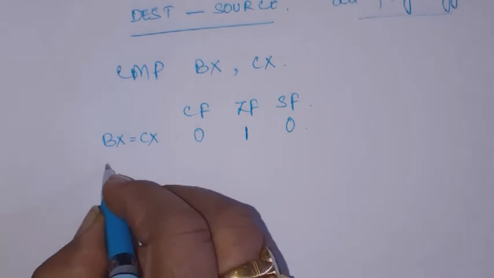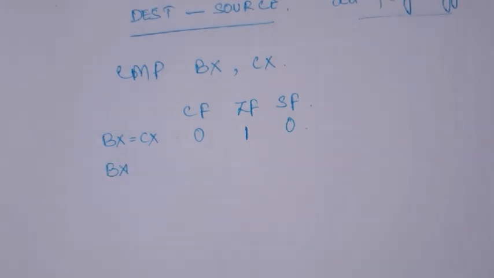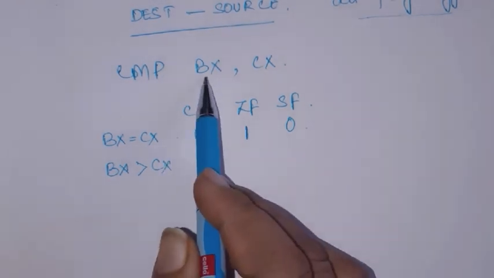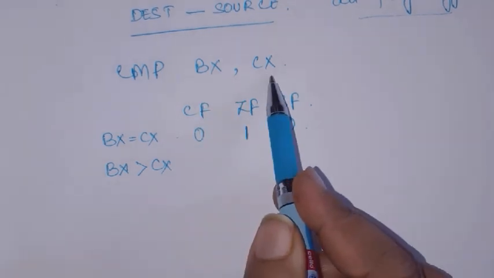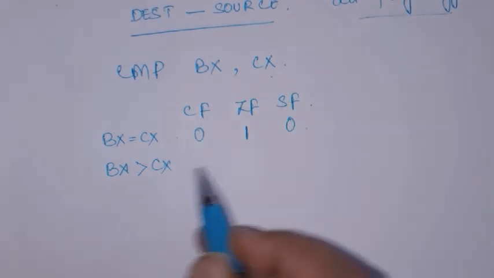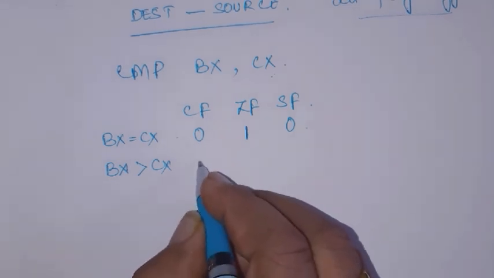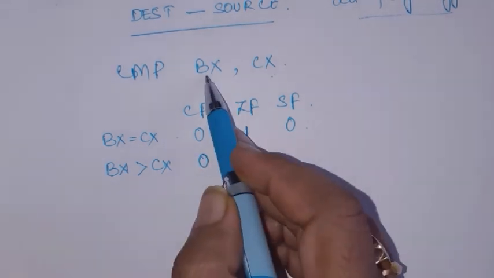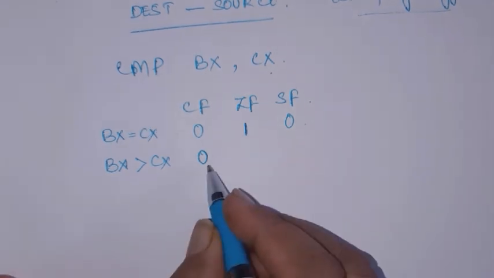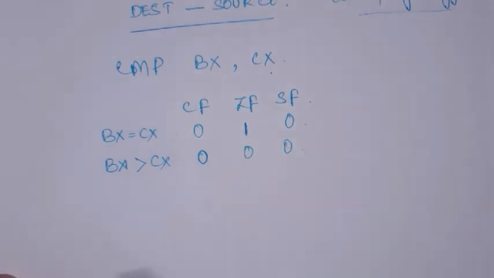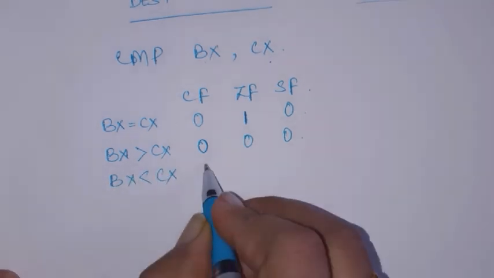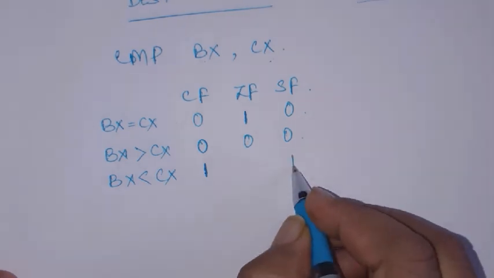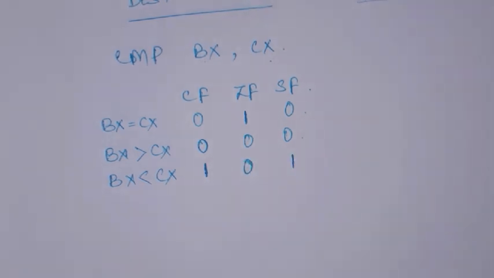If BX is greater than CX, that is, if BX minus CX is performed and BX is greater, then carry flag will be 0. If this is greater, there won't be any carry, isn't it? All the flags will be 0. If BX is less than CX, then carry flag will be set and sign flag will be set. Zero flag will be 0.